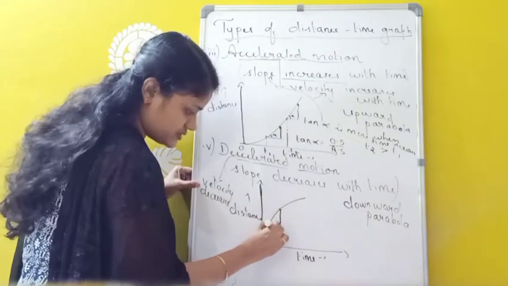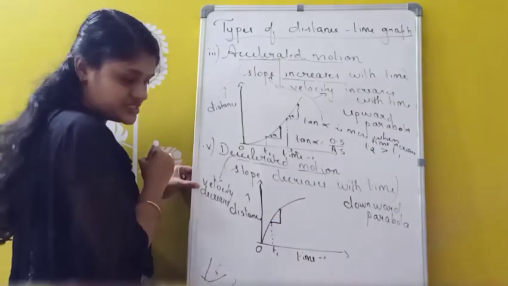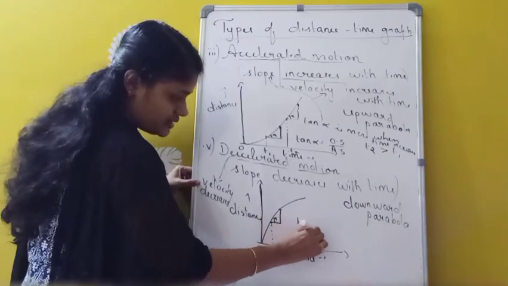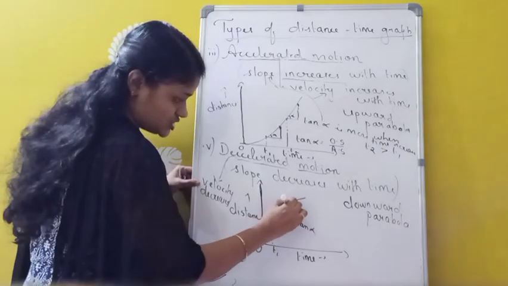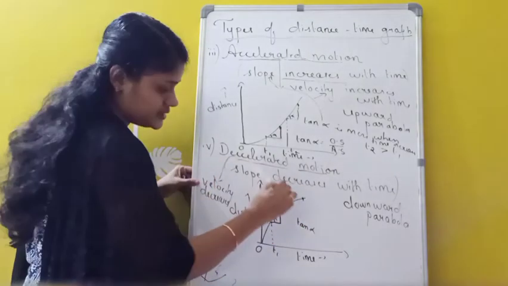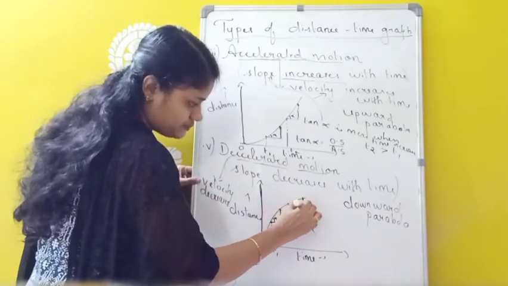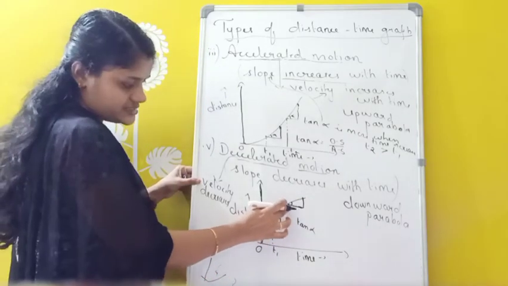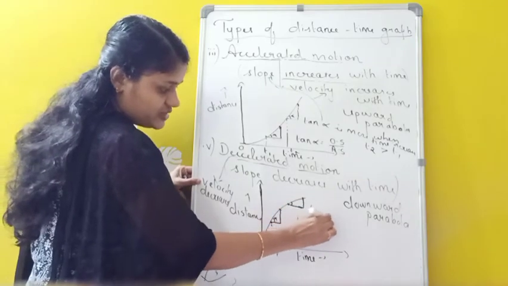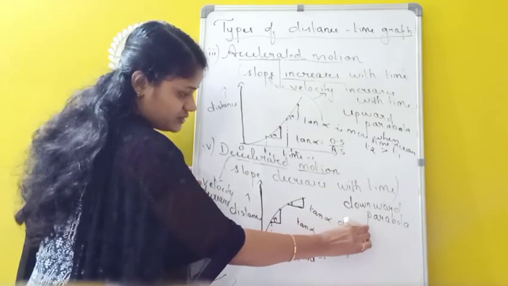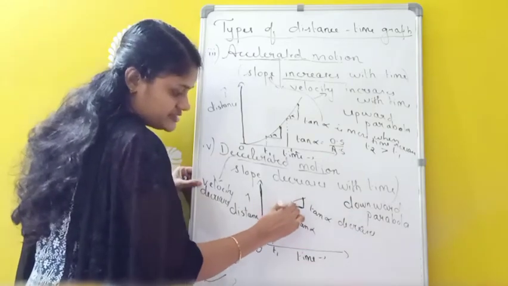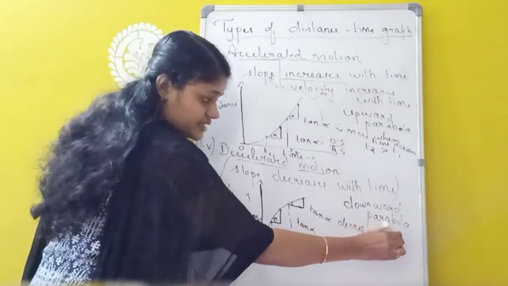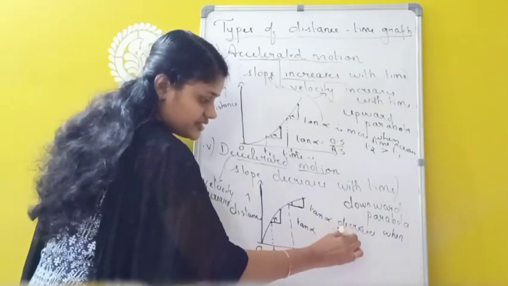At initial time t1 I am finding the slope tan alpha. Okay. Similarly I am taking 2 more points here. I am taking a triangle here. Okay, and we can see that this alpha is less than this one. Okay, that means tan alpha is decreasing. This is the second time I am taking t2. So tan alpha decreases when time increases.